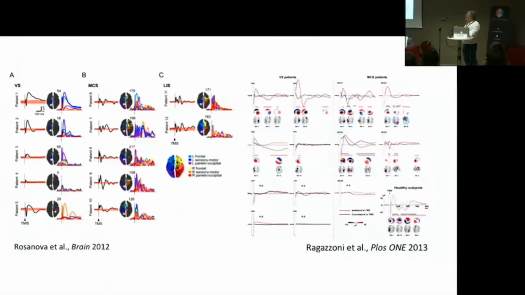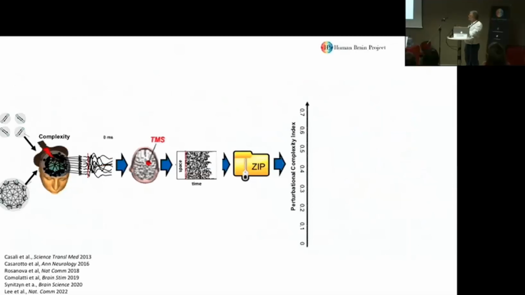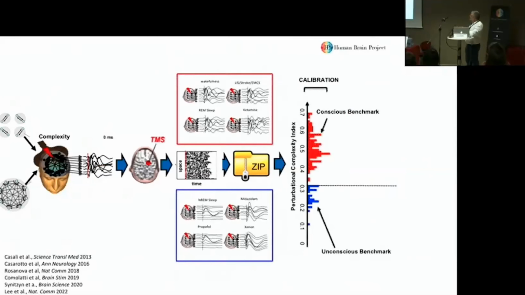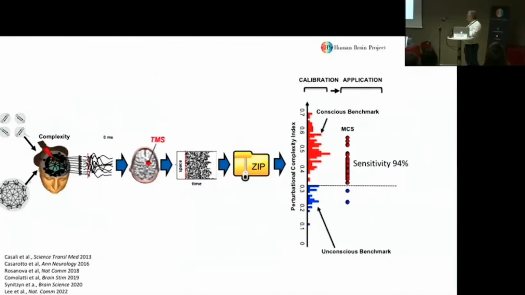Here you can see how in vegetative state patients the responses are local and simple, while in minimally conscious state patients and locked-in syndrome patients, the responses are complex. And this is nicely revealed by PCI that shows a high sensitivity to detect MCS patients.